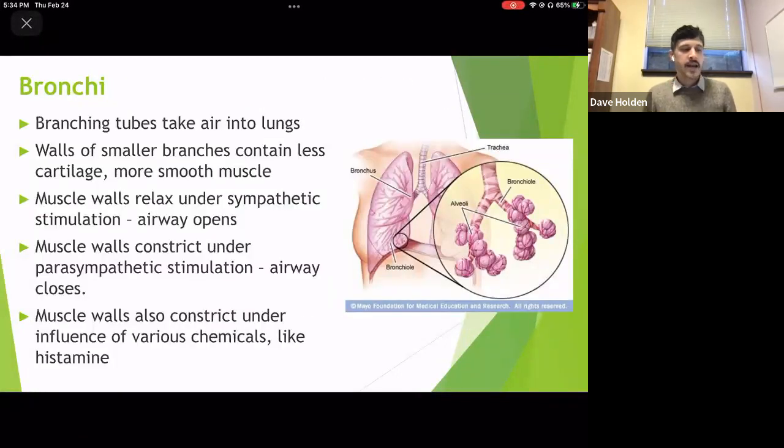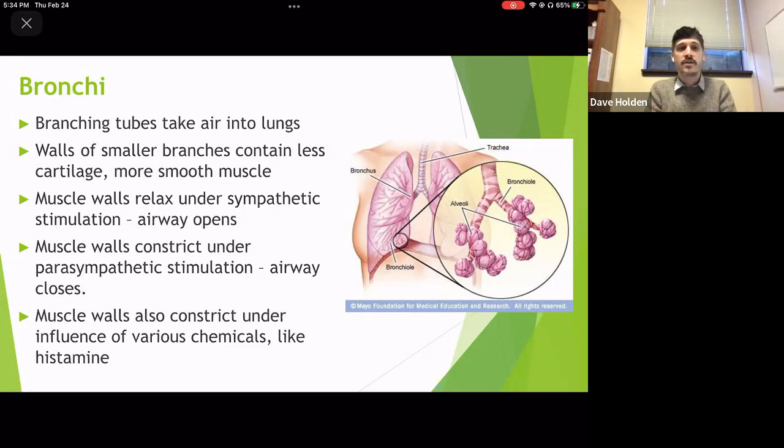Okay, now we're getting into the bronchi. So the bronchi are the main tubes, the branches that lead into the lungs. You have a left and a right. The walls of smaller branches contain less cartilage and more smooth muscle, which will allow them to expand or contract based on needed air volume.